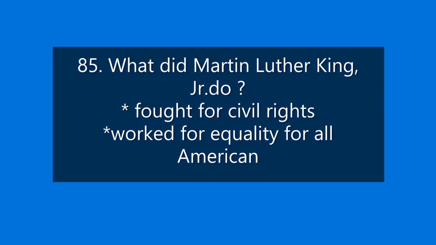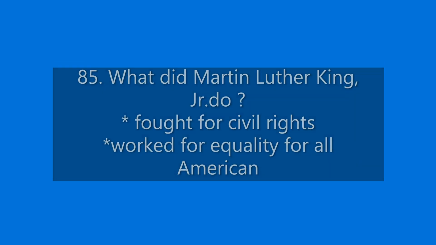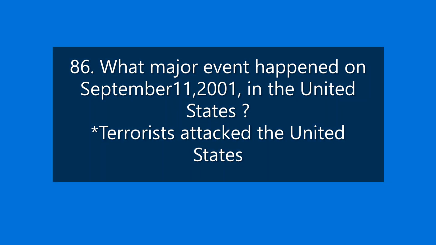Number 85. What did Martin Luther King, Jr. do? The answer: Martin Luther King, Jr. fought for civil rights and worked for equality for all Americans. Number 86. What major event happened on September 11th, 2001 in the United States? The answer: the terrorists attacked the United States on September 11, 2001.